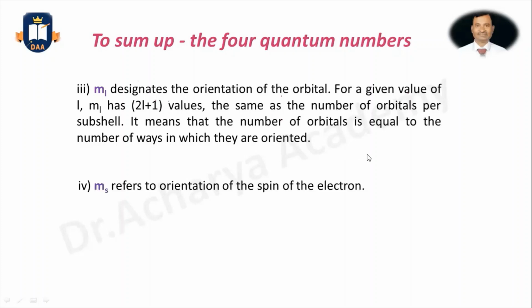Now, fourth point, spin quantum number ms. It refers to the orientation of the spin of the electron, and there are two possibilities there. And the ms values, just now I discussed, are plus half and minus half.